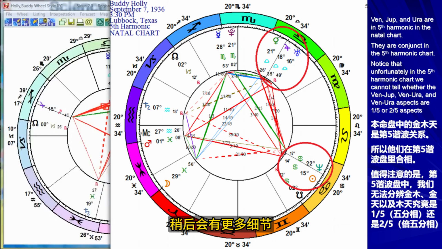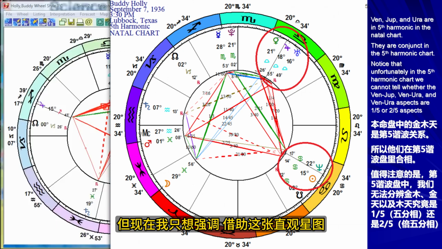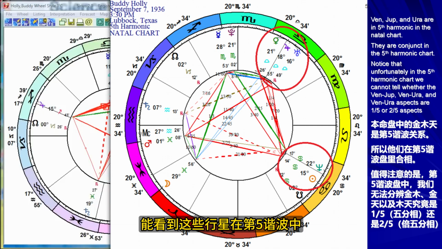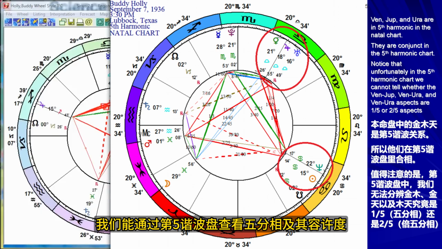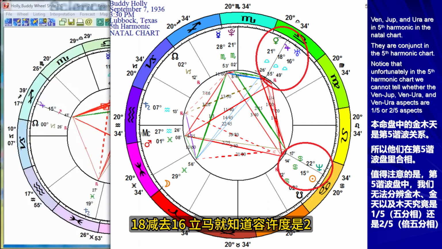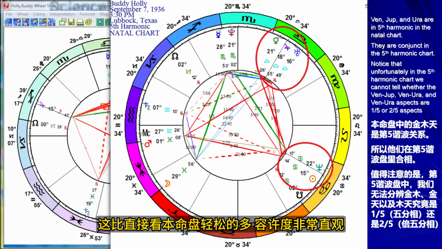I'll explain some more details about this in a minute, but right now I just want to emphasize that we can now see that they're in fifth harmonic in a nice visual, and we can see how relatively close they are to each other. Okay, and it's going to tell us a lot more. We now see these fifths in a nice diagram where we can see what the orbs are, because I can subtract 18 minus 16, and I know I've got 2, much easier than trying to look at the natal chart. So you can see the orbs more clearly.